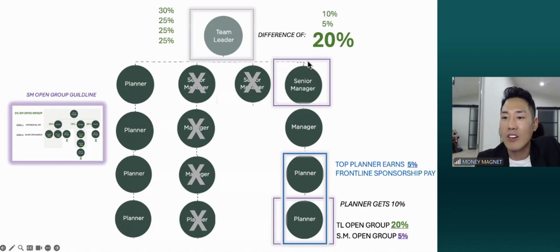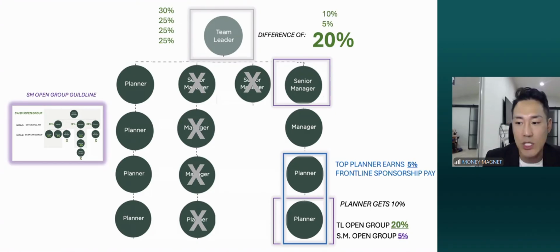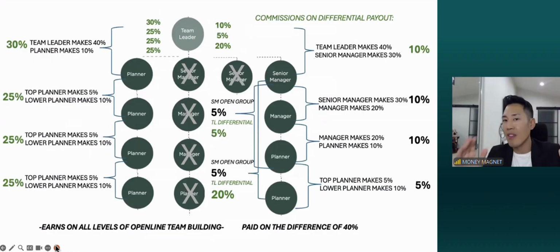But then again, there's this senior manager, my frontline. There's this guy right here, right? There's no senior managers. So on this guy, he's going to make another 5% on the SM open group. So essentially, 20% has been paid out, and whatever is the remainder, which is 20% left over in this transaction, the entire 20% rolls up to the team leader. And that's how you're going to yield this type of a payout, right?